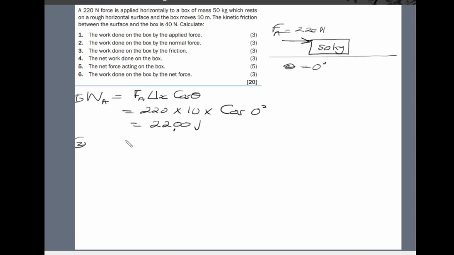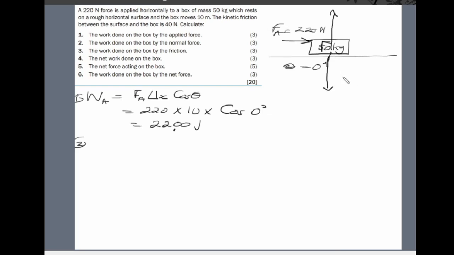And this is question 1. Question 2 asks us to calculate the work done on the box by the normal force. The normal force is the force exerted by the surface on the box. We know that the normal force is exerted vertically, so it is perpendicular to the displacement of the object. And we know the magnitude of the normal force is equal to the magnitude of the gravitational force.